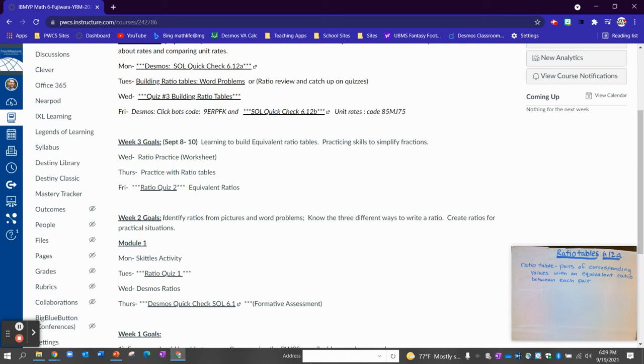A ratio table, the definition is, it is a table that has pairs of corresponding values with an equivalent ratio between each pair. So let me show you an example of that.